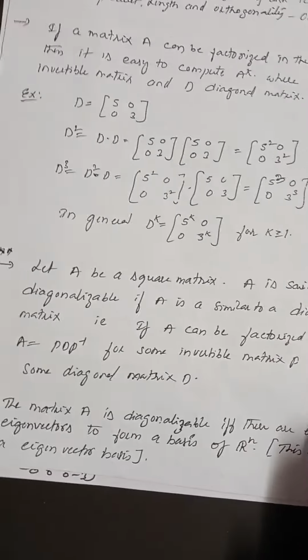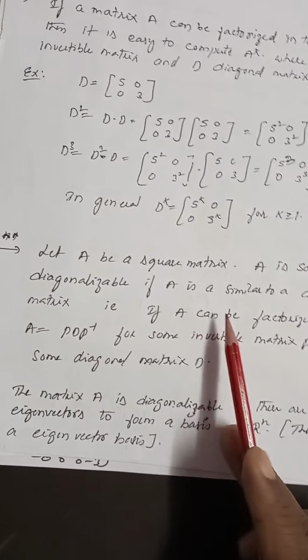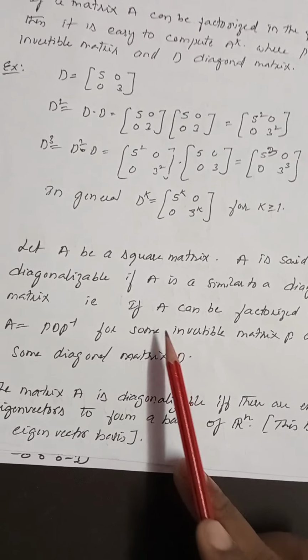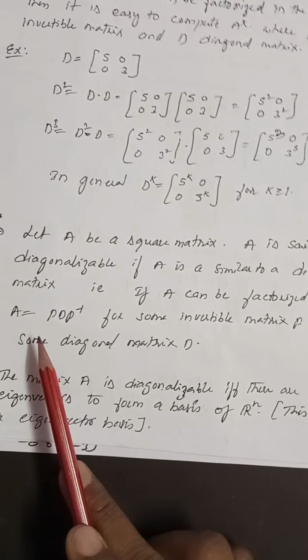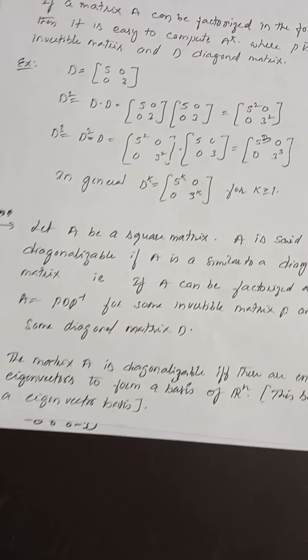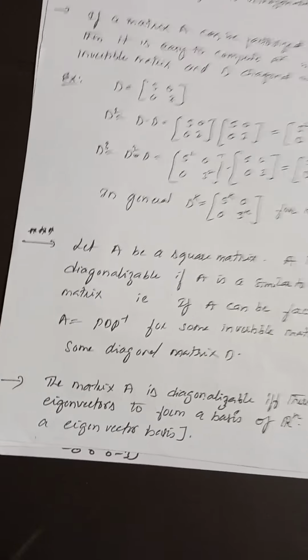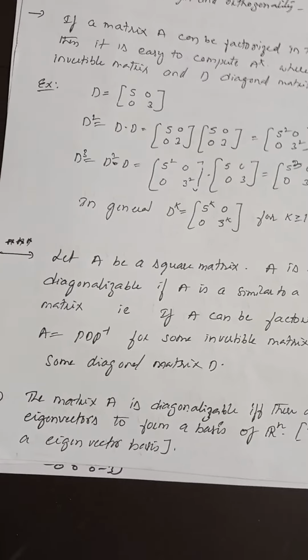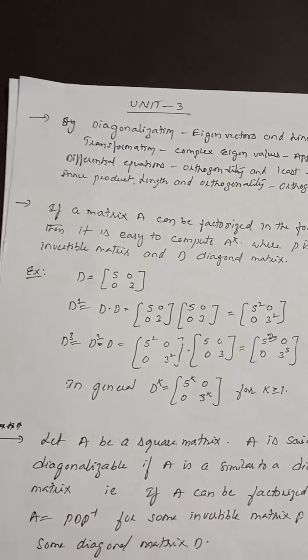Let A be a square matrix. A is said to be diagonalizable if A is similar to a diagonal matrix. That is, if A can be factorized as A is equal to P into D into P inverse for some invertible matrix P and for some diagonal matrix D. Right? When do you say that a matrix is diagonalizable? If it can be factorized in the form of P into D into P inverse. Right?